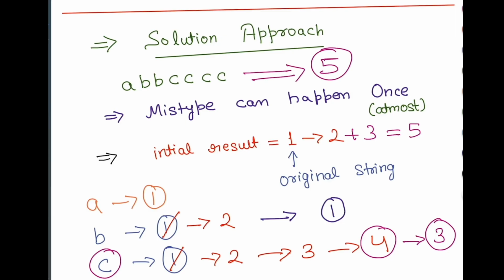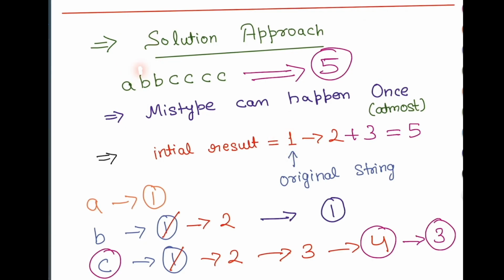So what we can do programmatically is we can say, okay, let me say my initial result will always be 1. That's because we have this whole original string. Now let us try to find out what are the more possibilities we have. My current character is A. The count is 1. The next character is B. My current character was A, but the next character is B. So the count of A is 1 and 1 is fine. So our result is not going to be updated.